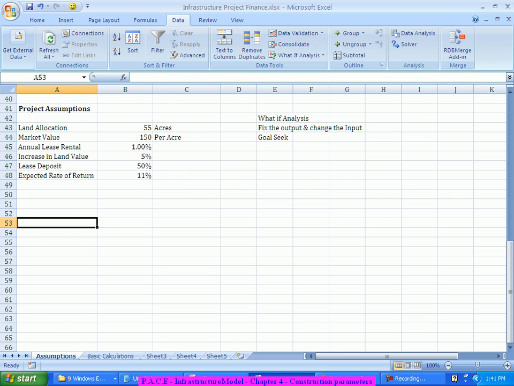So in the same assumption sheet, I'll continue. I'll mail it. I'll get it mailed today itself.